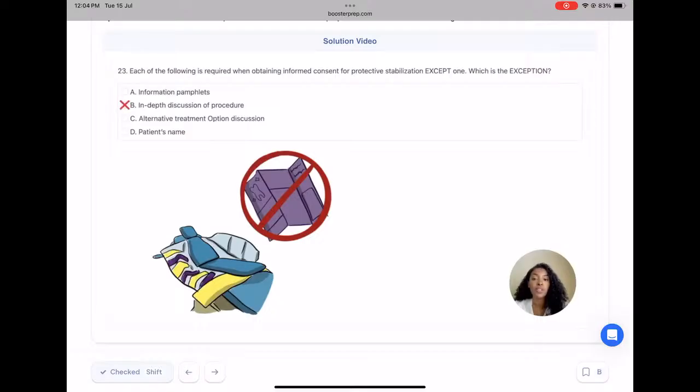Option C reads alternative treatment option discussion. It's important that we discuss different options such as doing nothing or general anesthesia. This is a requirement and this makes it incorrect. Option D reads patient's name. Patient's name is required when obtaining informed consent, so this makes it incorrect, leaving us with option A, information pamphlets. Information pamphlets are recommended to help explain the process, however, they're not required, so this would make option A correct.